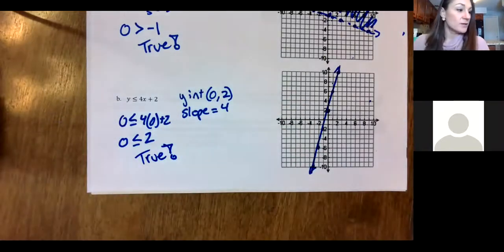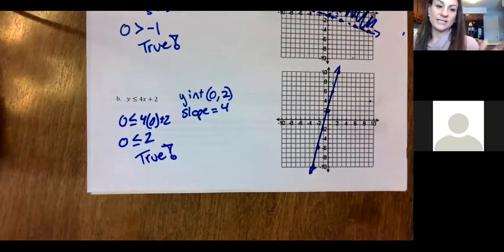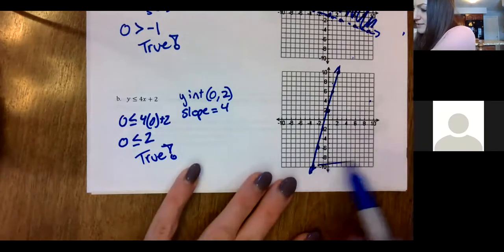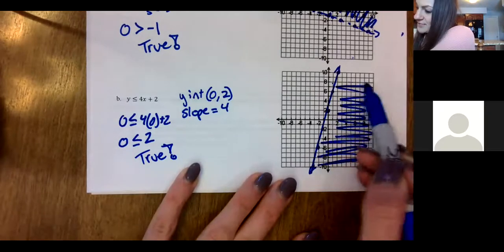So should I shade towards 0, 0 because it made it true, or should I shade away from 0, 0? Good. I'm going to shade it towards. Okay, so it's that region right there.